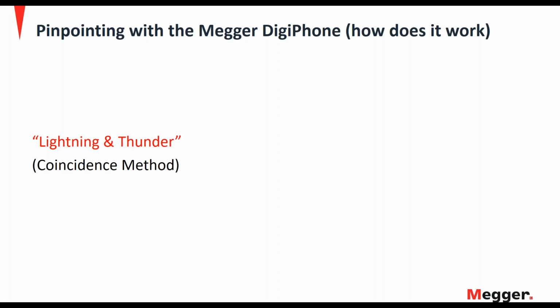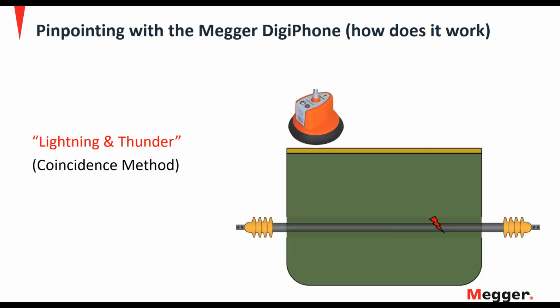The lightning and thunder, or coincidence method, let's describe briefly how that works. So here we have a pictorial. We have a faulted cable down in the ground, and up above it, we have the Digiphone sensor sitting on the ground. When we cycle the thumper, there's going to be an electromagnetic field represented by the dotted red line and a sound wave represented by the half moon. And the electromagnetic wave is going to travel very fast. So if we refer back to the lightning and thunder method, the electromagnetic wave is lightning.